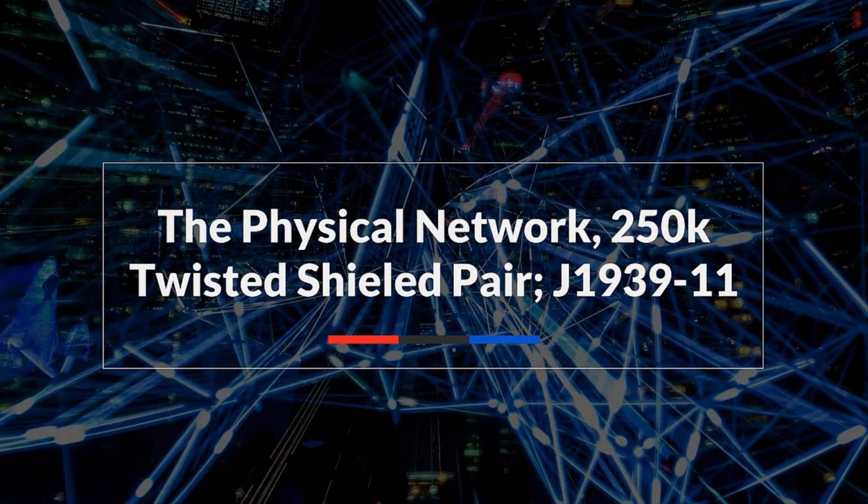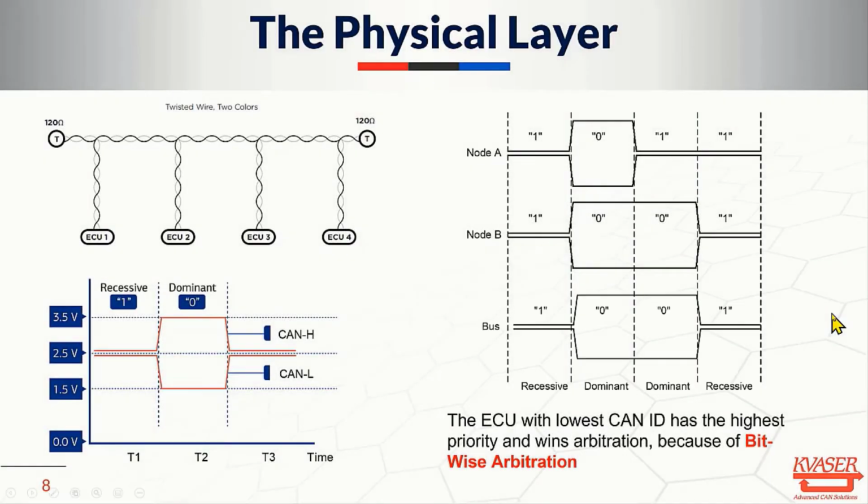So the physical network, 250K twisted shielded pair, defined in -11. That's what we're going to talk about here. I have covered this material in CAN Basics; for review, these are 3 slides that were in CAN Basics all crammed into one here. It shows you what a typical network looks like. Every network has two terminators, a trunk cable, and drop cables of some length.